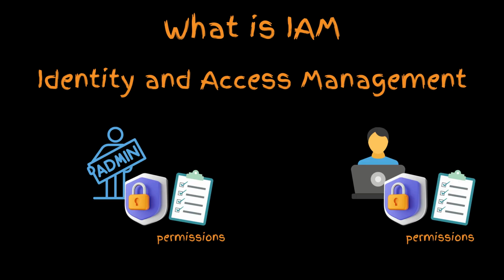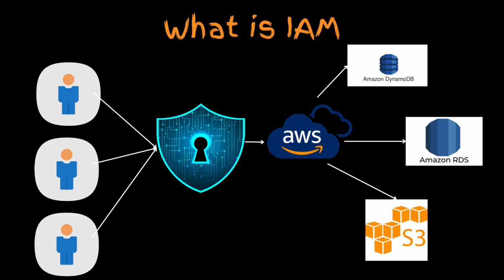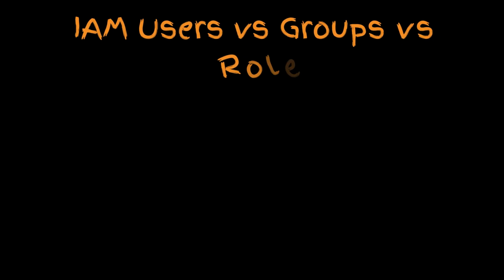First, let's understand what IAM is. IAM, Identity and Access Management, is a secure way to manage users and permissions in AWS. Think of it as the security guard at the AWS door. It decides who can do what and where. Now let's talk about three key components.